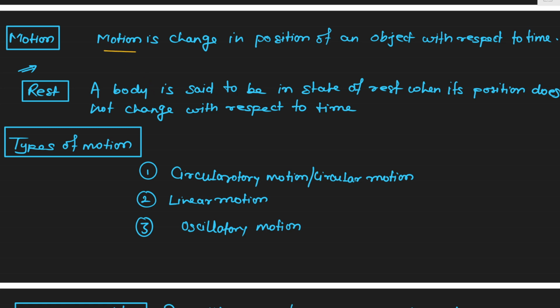As I told you, motion is change in position of an object with respect to reference, or with respect to time also. A body is said to be in state of rest when its position does not change with respect to time. Or motion is change in position of an object with respect to time or with respect to reference. Types of motion: circulatory motion, linear motion, oscillatory motion. So what is circulatory motion? Circulatory motion travels in a circular path.